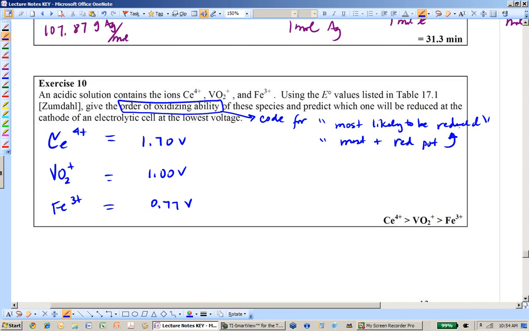So if you want them in order of oxidizing ability, then here you go. Most likely to be oxidized, or cause oxidation, the oxidizing ability, would be Ce4+, and the next would be VO2+, and the next would be Fe3+.